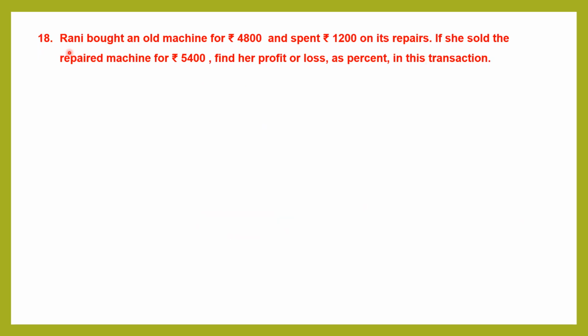Question 18. Rani bought an old machine for 4,800 rupees and spent 1,200 rupees on its repairs. If she sold the repaired machine for 5,400 rupees, find her profit or loss as percent in this transaction. So she bought an old machine, then she spent some more money on it. And what is this called? This is called the overhead expenses. So first we have to find the total cost price. And we are told she sold the repaired machine for 5,400 rupees. So this is the selling price.